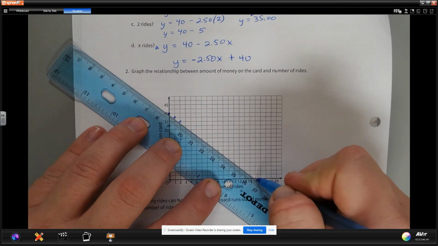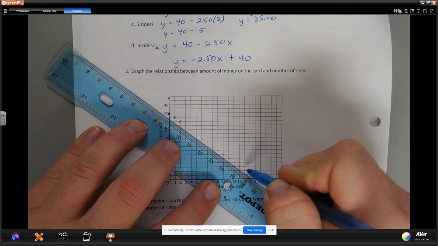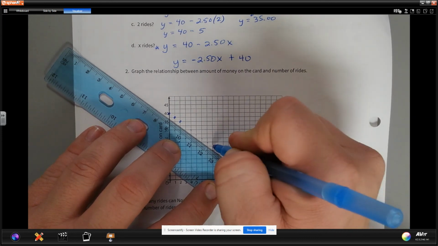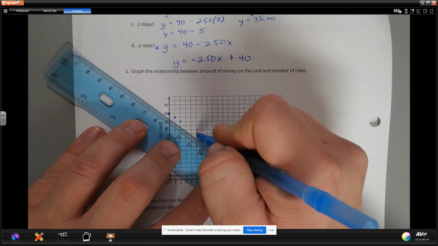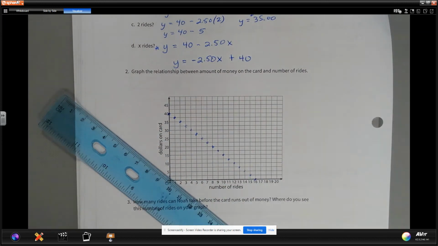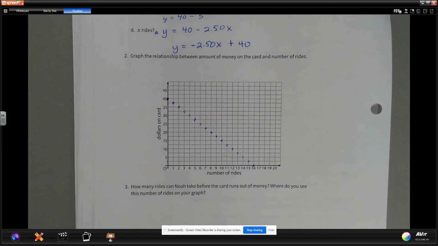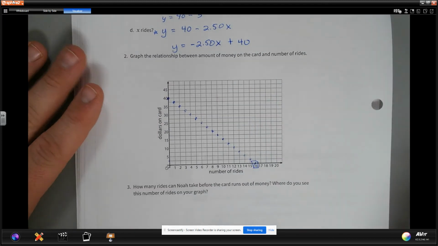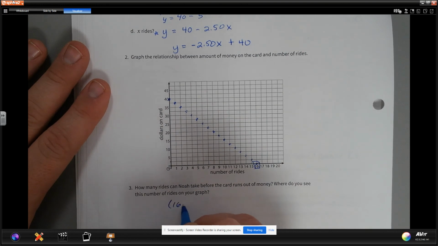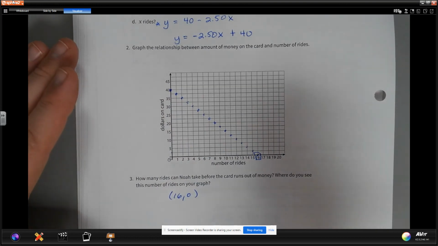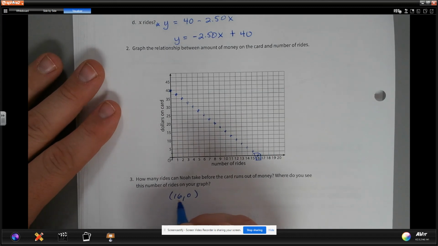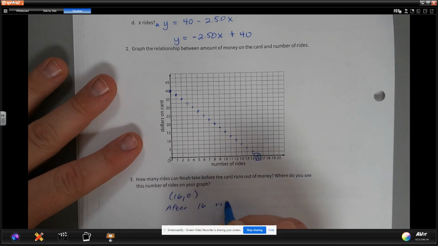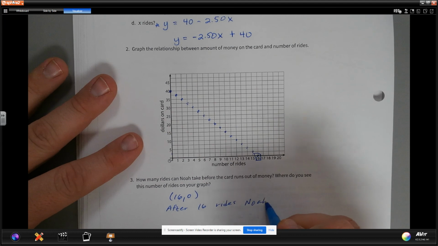In this case, I'm not going to draw a line because every time I ride is just 1 ride. If I draw a line, then I'm going to see decimal values that could be included here. And so I just continue the pattern. I find out the answer to my question: how many rides can Noah take before his card runs out of money? We see that 16 right here is when we're at an ordered pair of 16 and 0. Now, what does that mean? According to what we wrote earlier, x was the number of rides and y is the amount of money. So we can say this: after 16 rides, Noah is out of money.